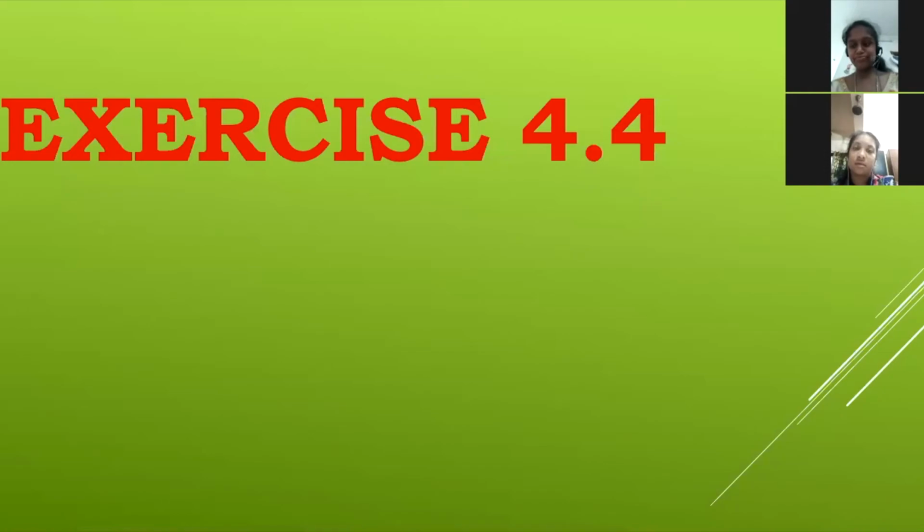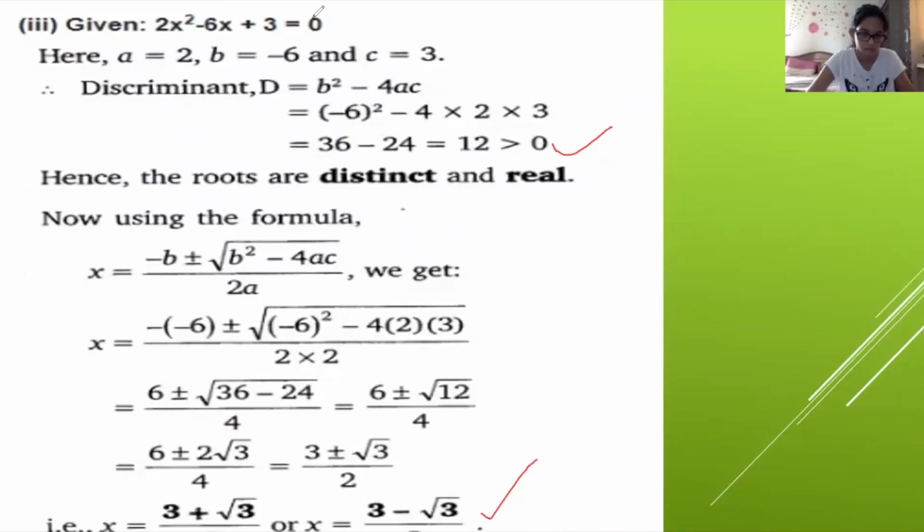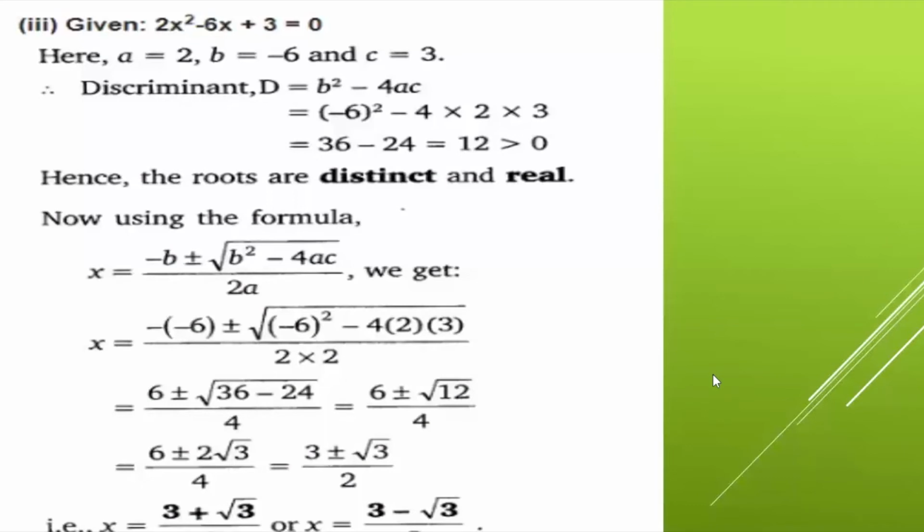We'll go now to exercise 4.4. First sum, decide and tell me the answer. Start doing. You have textbooks, start doing. So the answer is 3 plus root 3 by 2, 3 minus root 3 by 2. Dishtara, you got the answer? Yes, sir. Good. Shivani, Pranavi, Sufia, you got the answers? Yes, sir.